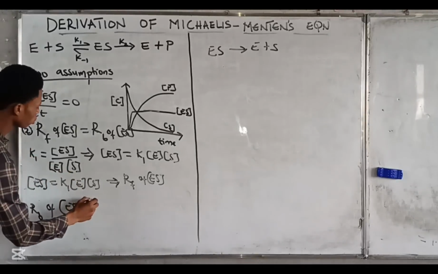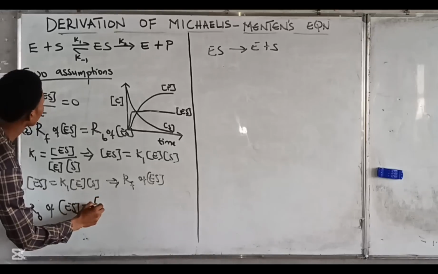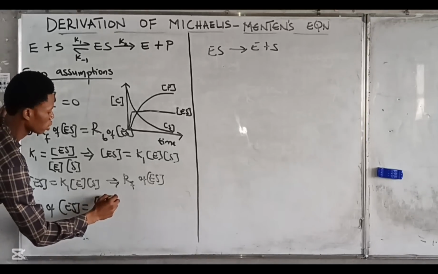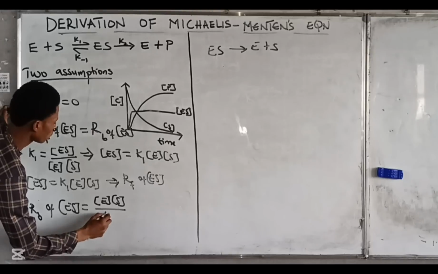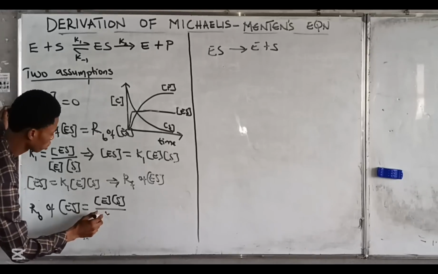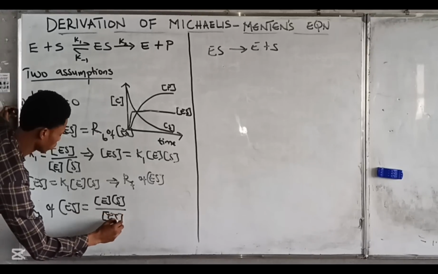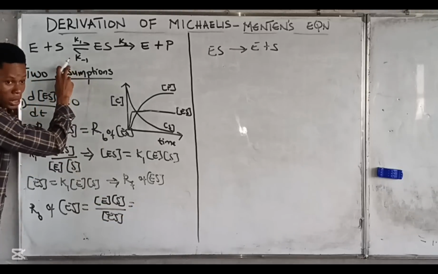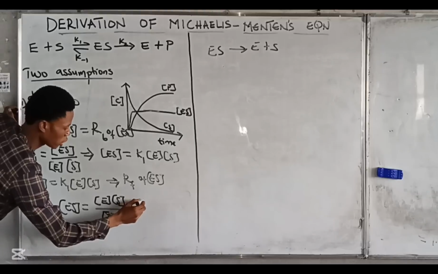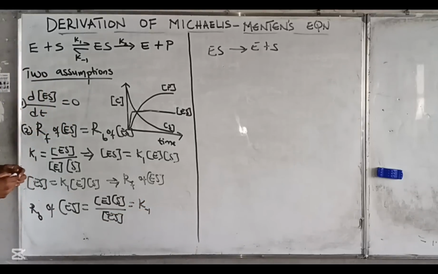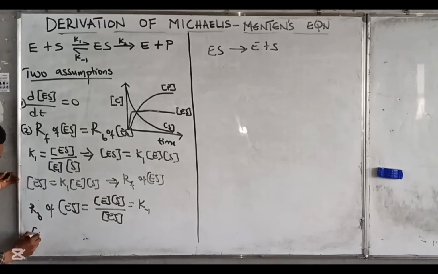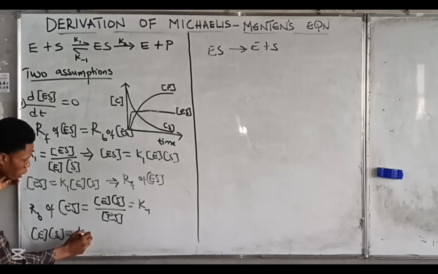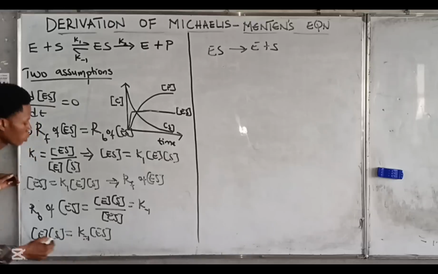Concentration of E, concentration of S, all over ES, right? And you know this is the kinetic constant, there is what? K minus 1. So this will be K minus 1. So if I make ES the subject of the formula, it means I'll be having ES to be equal to what? K minus 1 ES, right?